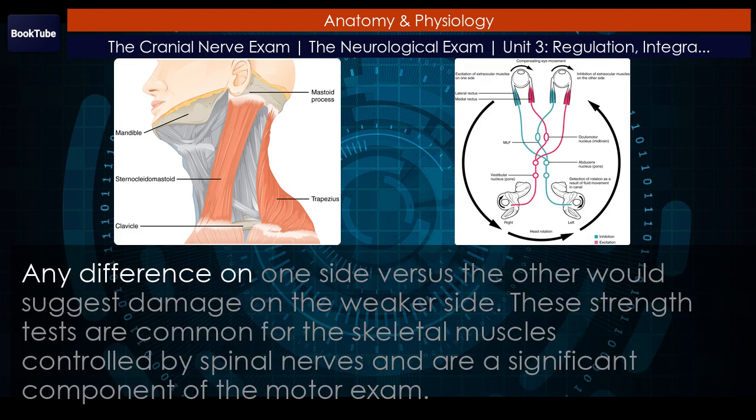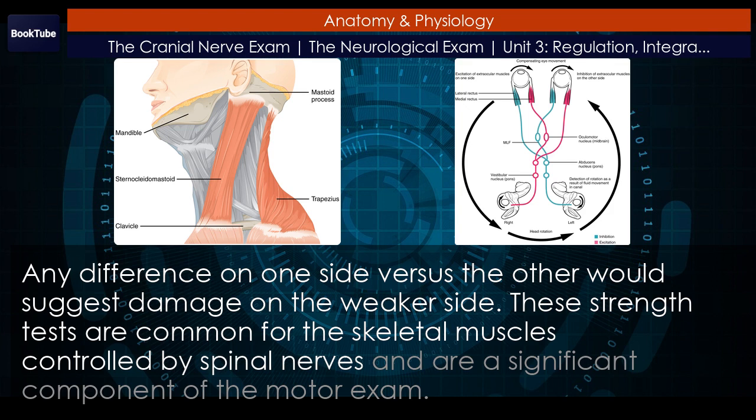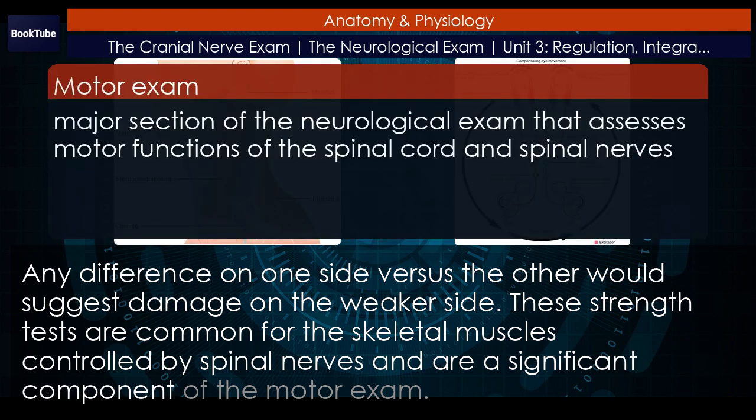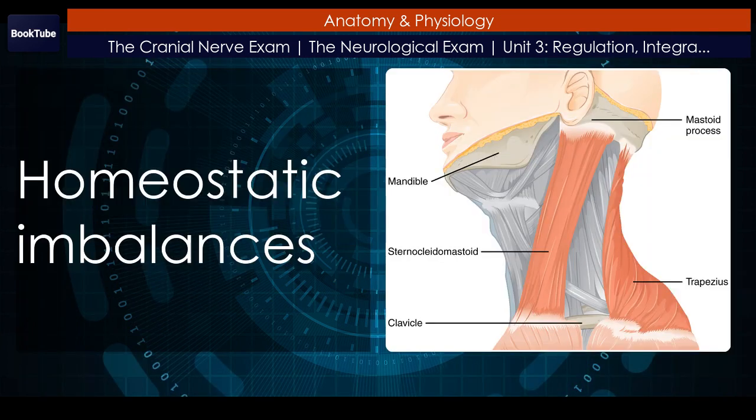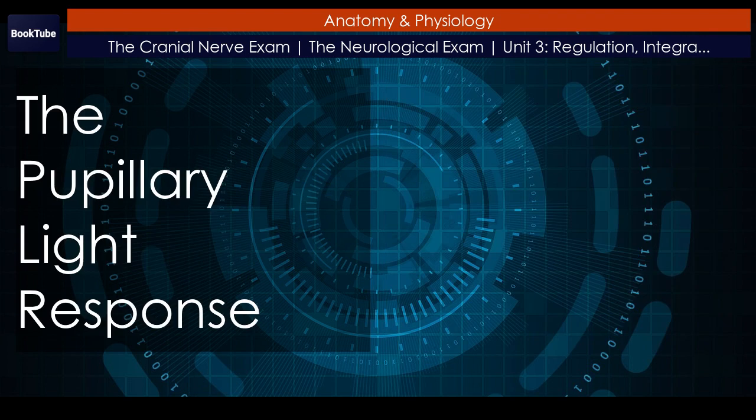Any difference on one side versus the other would suggest damage on the weaker side. These strength tests are common for the skeletal muscles controlled by spinal nerves and are a significant component of the motor exam. Deficits associated with the accessory nerve may have an effect on orienting the head, as described with the VOR. Homeostatic imbalances. The pupillary light response.